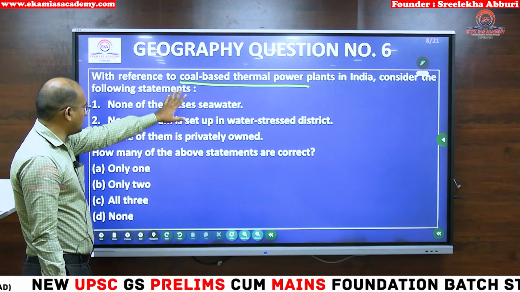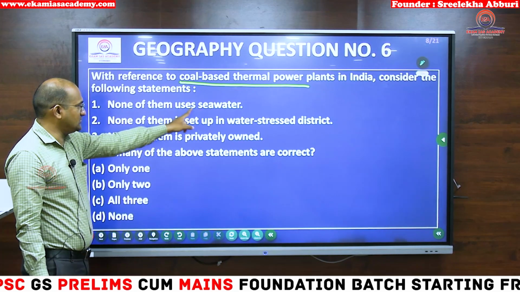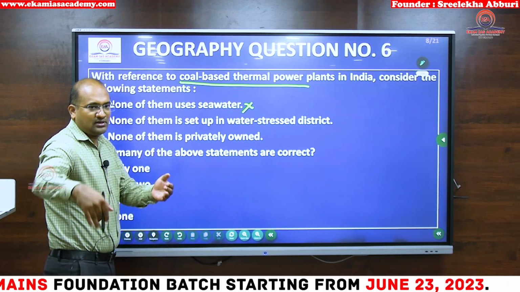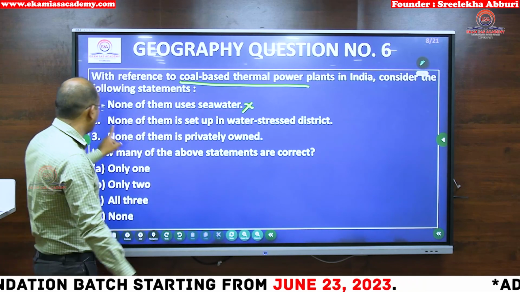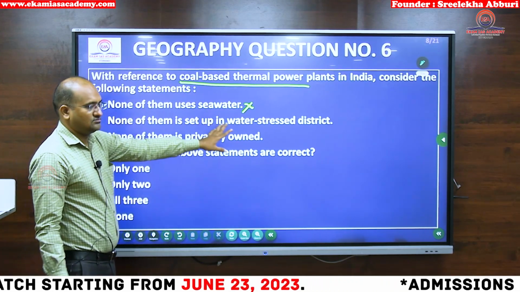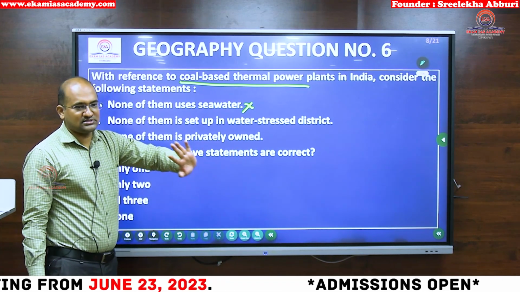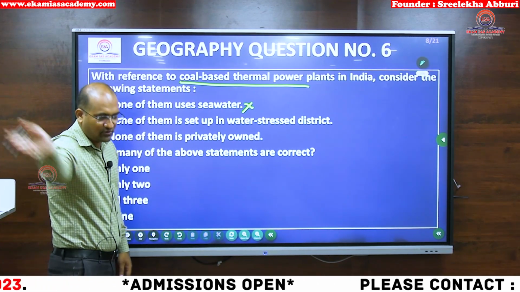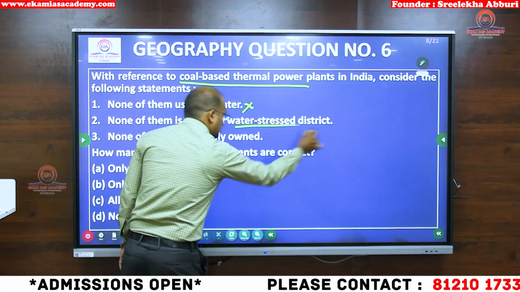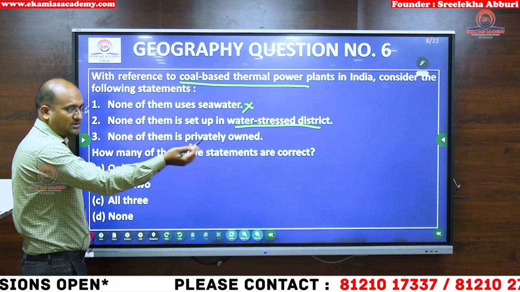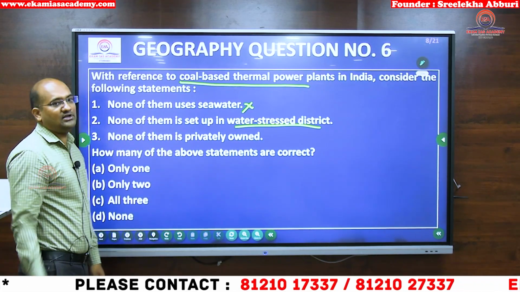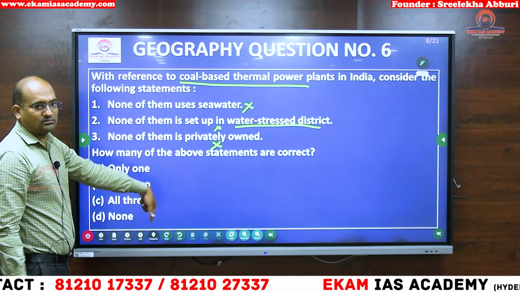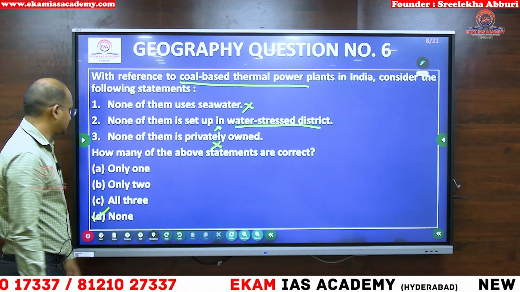None of the Indian coal thermal power plants uses sea water. Some of them are near the sea, so sea water could be taken, purified and desalinated, and then used for that. None of them is set up in water stressed districts. Logically, they should not be set up in a water scarce area, but there are some power plants where long canals are dug and water supply is made. Some of them are in Rajasthan and such places, which are all water stressed districts, but some are present. None of them is privately owned, yet there are privately owned coal power plants also. So all the three are wrong. So, the answer is none, okay.